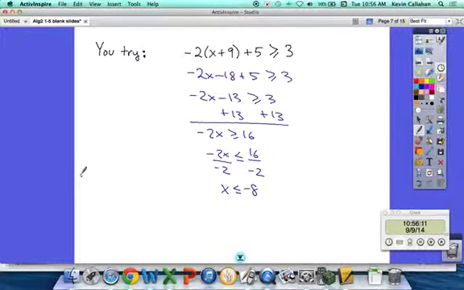Right, so everything worked the same as solving an equation, right? Operations to both sides. The main thing being, because I divided by negative 2, I flipped the symbol from greater than to less than. And then when I graph it, I can put negative 8 right in the middle, open or closed, closed, left or right, to the left.